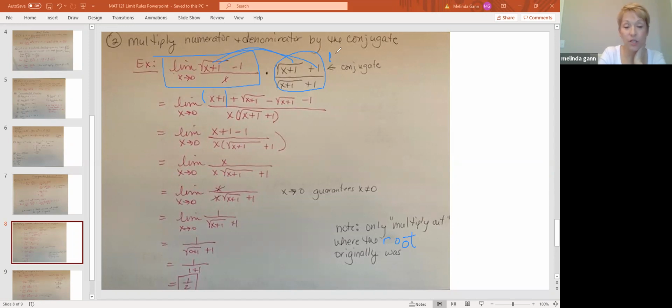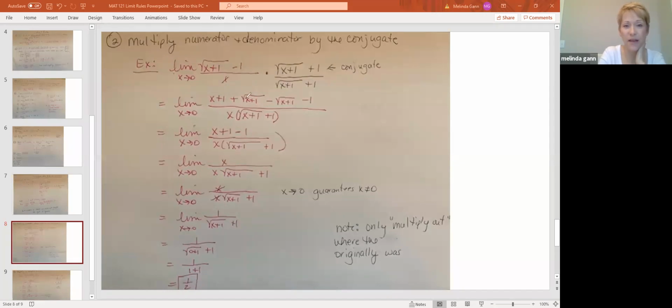Now, do not multiply out the bottom, just write out this denominator, and then put a parenthesis times that denominator. But don't say this one times that one plus that one times that one. So if the root had been on the bottom originally, I'd have multiplied out the bottom. So only multiply out where the root originally was.